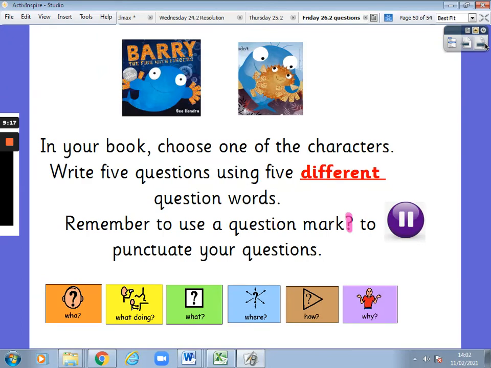In your book, I want you to choose one of the characters. Write 5 questions using 5 different question words. Remember to use a question mark at the end of your question to punctuate your questions. You have the question words who, what doing, what, where, how, and why. You can pause the video now or you can play back parts that you want to double check. Write your questions and send them to your teacher.